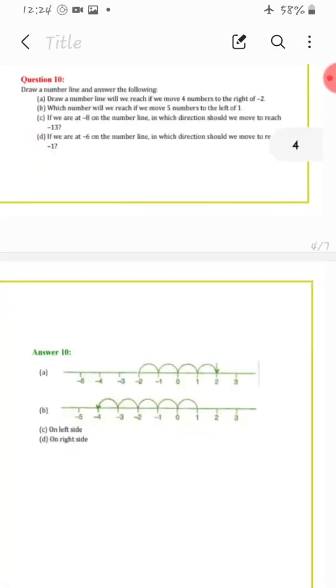The question is given: draw a number line and answer the following. The number line, we all know, has 0 in the middle, all the positive numbers on the right hand side, and all the negative numbers on the left hand side. Here the question says to draw a number line.